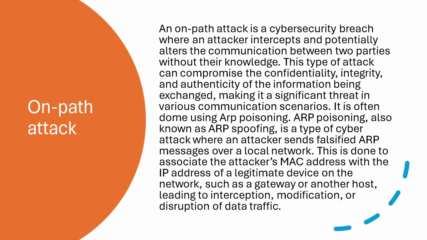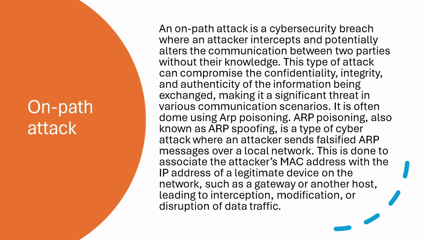On-path attack. An on-path attack is a cybersecurity breach where an attacker intercepts and potentially alters the communication between two parties without their knowledge. This type of attack can compromise the confidentiality, integrity, and authenticity of the information being exchanged, making it a significant threat in various communication scenarios. It is often done using ARP spoofing.